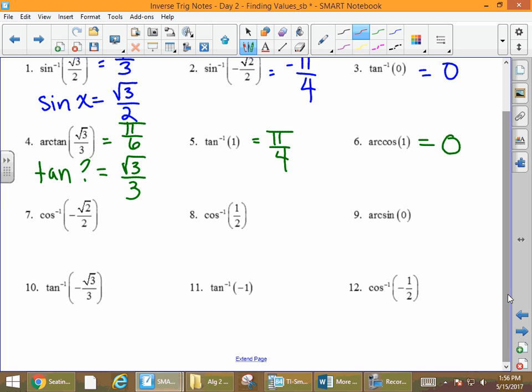When we look at number 7, another cosine one, this time it's the inverse cosine of negative radical 2 over 2. So now we're going to be in quadrant 2 because it's a negative value. And what angle value of cosine has a value of negative radical 2 over 2? Well, this one's going to be 3 pi over 4. Again, there should be no shame in looking back at the unit circle, but we just need to get our unit circle back in our head.